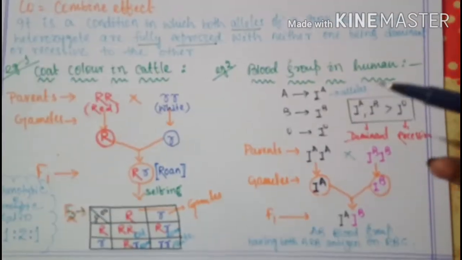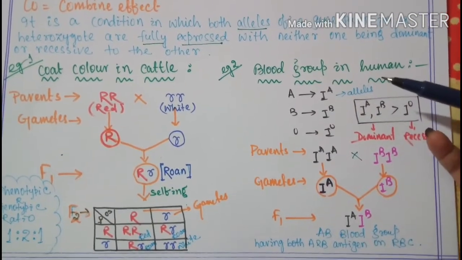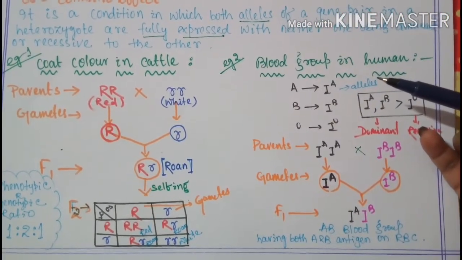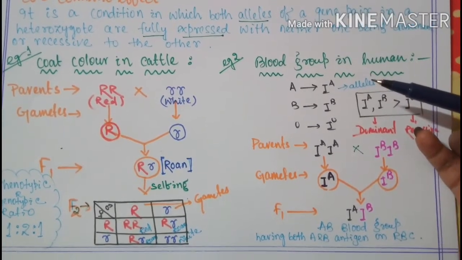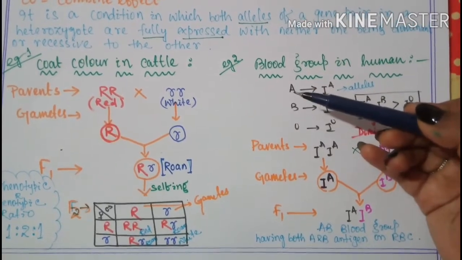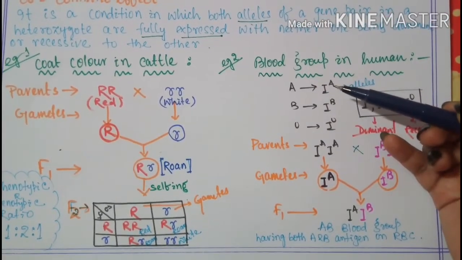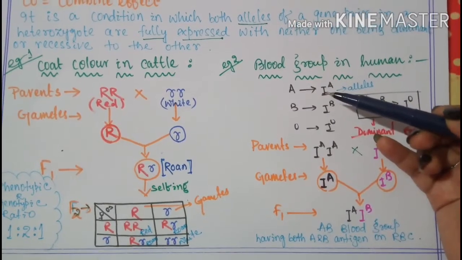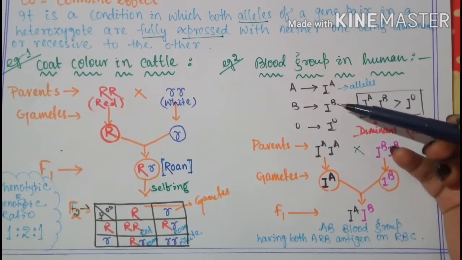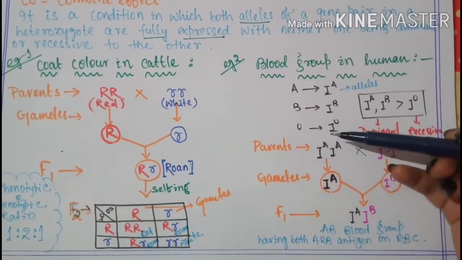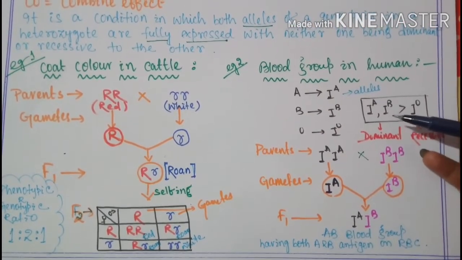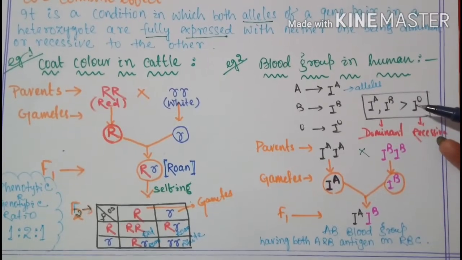Let's see another example, the blood groups in humans. As you know, there are 4 types of blood groups found in humans: A blood group, B blood group, AB blood group, and the O blood group. The A blood group is represented by the allele IA, where the gene is I. B is represented by the allele IB. O is represented by the allele IO. Remember that IA and IB are both dominant over IO.